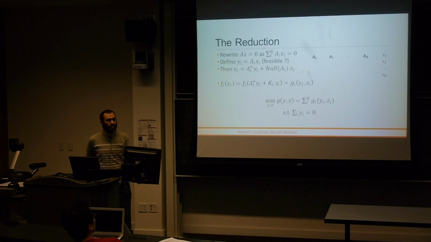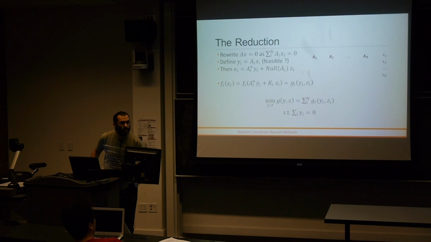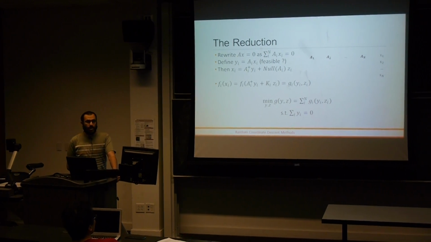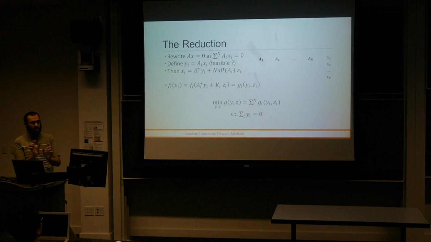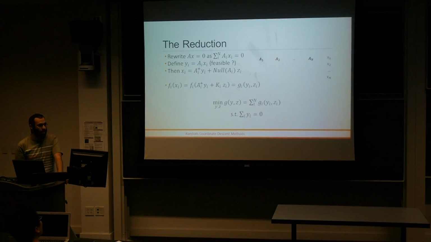How much time does it take to get the null of ai? A itself might be large, but each individual ai is assumed to be of reasonable size. And so if you do an SVD, you can get the pseudo inverse. So we assume that we can.